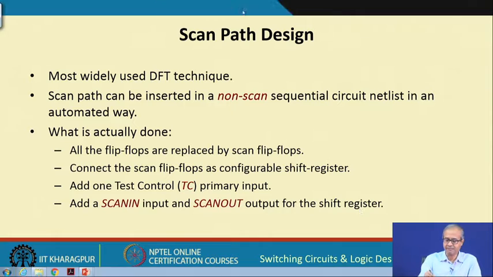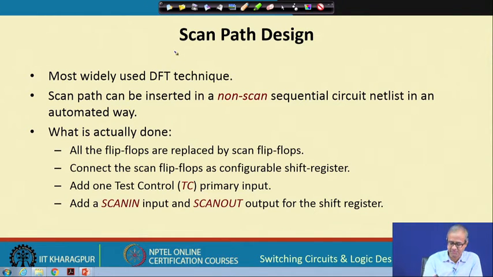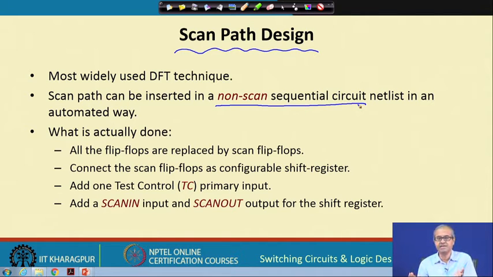So, we look at a very widely used and popular design for testability technique called scan path. Well, scan path, I will explain what it means. A non-scan sequential circuit is the conventional sequential circuit we know of. We start with a conventional synchronous sequential circuit and try to apply some rules to make it scan enabled, you can say scan path enabled. So, what is actually done? There are a few steps. The steps are as follows.